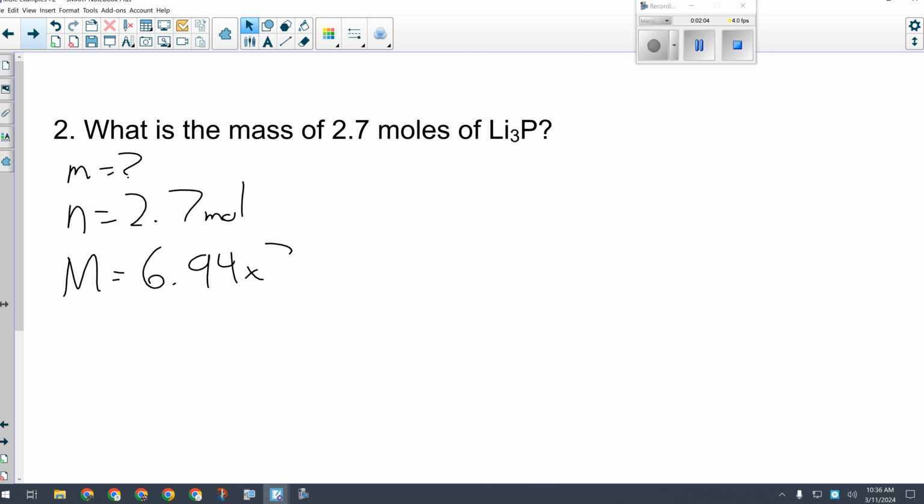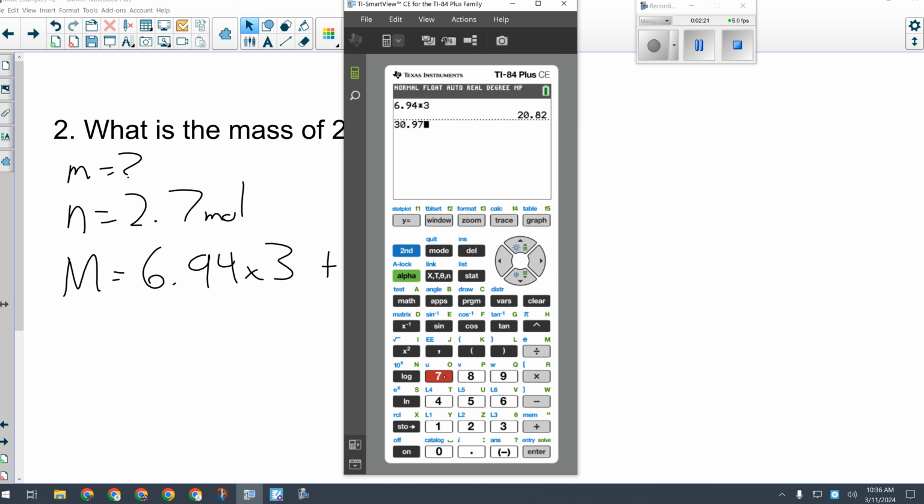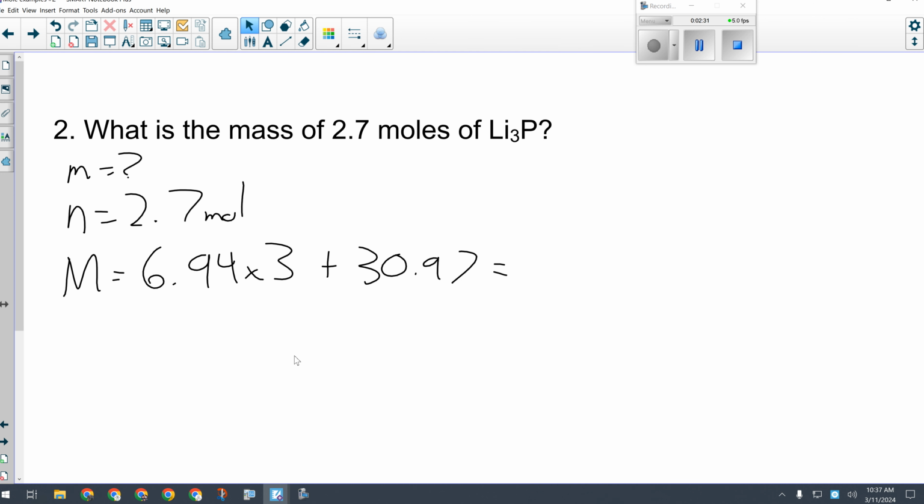So that'll be 6.94 times 3. Won't be doing that one in my head. Plus 30.97, our 1 phosphorus there. So 6.94 times 3 plus 30.97. What's that number? It gives me 51.79 grams per mole. So 1 mark for our givens.